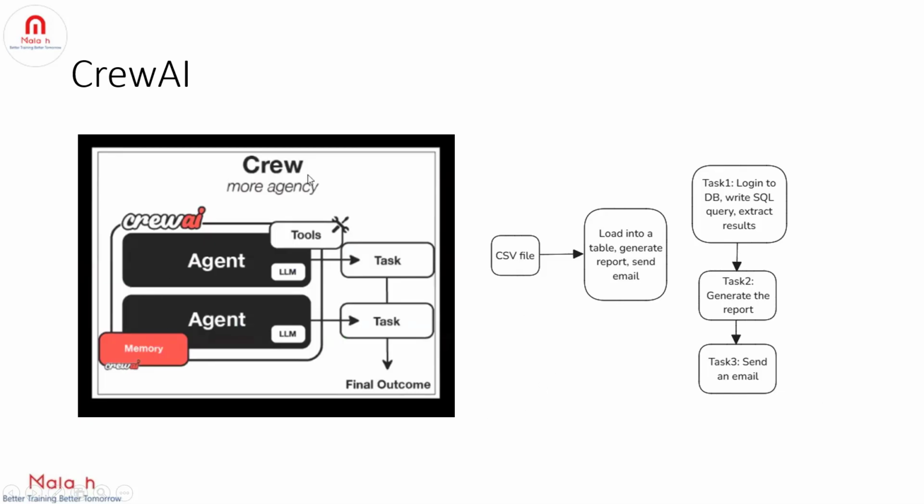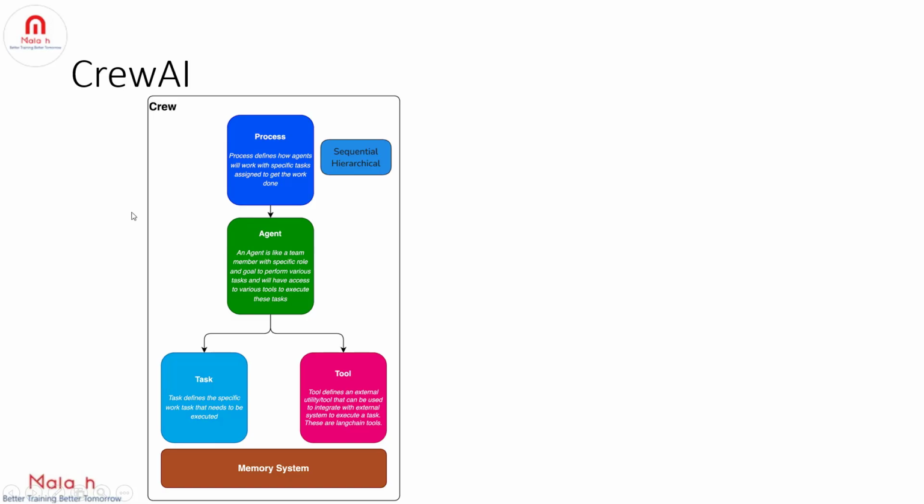All right, thank you. Before we build multi-agentic generative AI applications by using CrewAI, first let's learn all the components of Crew, right? So we have process, agent, task, tool, and memory system. So what is process? Let me zoom in.